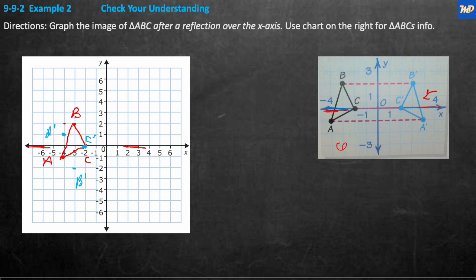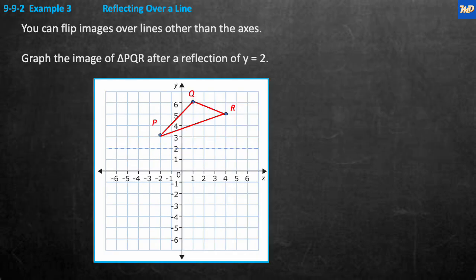So if we draw this one, here's the triangle right here. Here, and here, and here. So this is now the A prime, B prime, C prime triangle reflected from triangle ABC. Okay, I'll write in here, it's triangle A prime, B prime, C prime. Okay, good job.